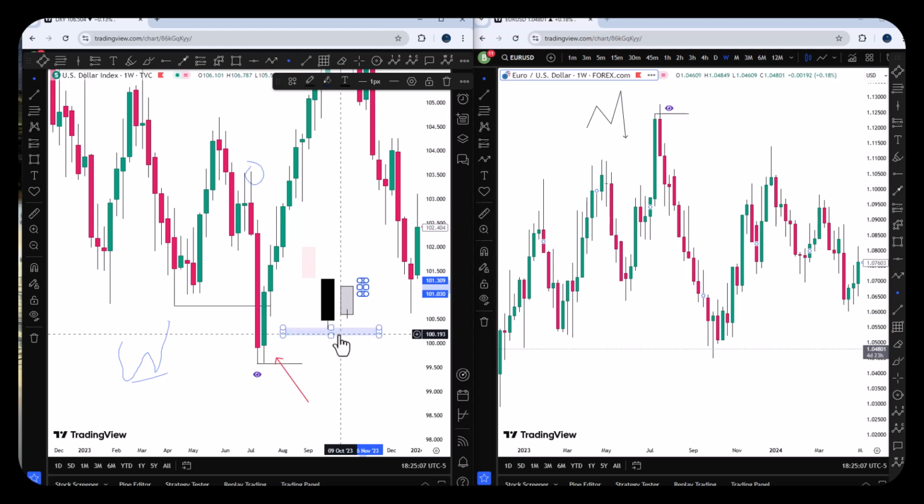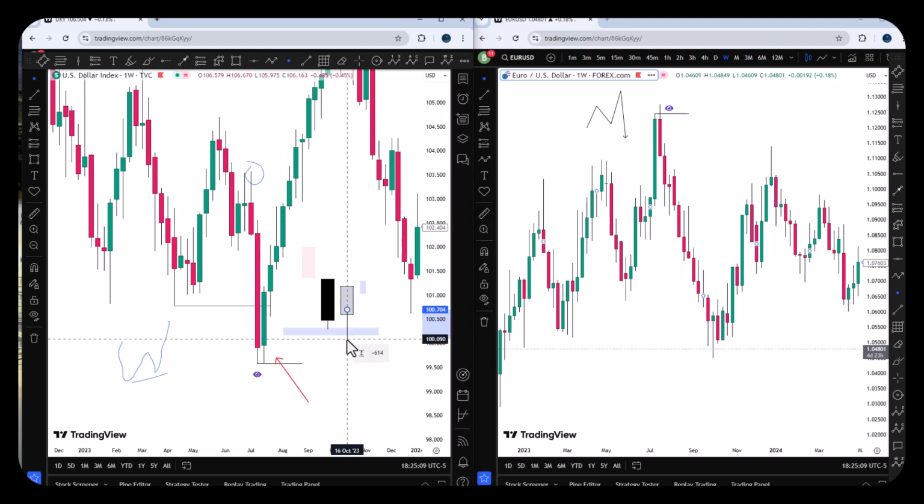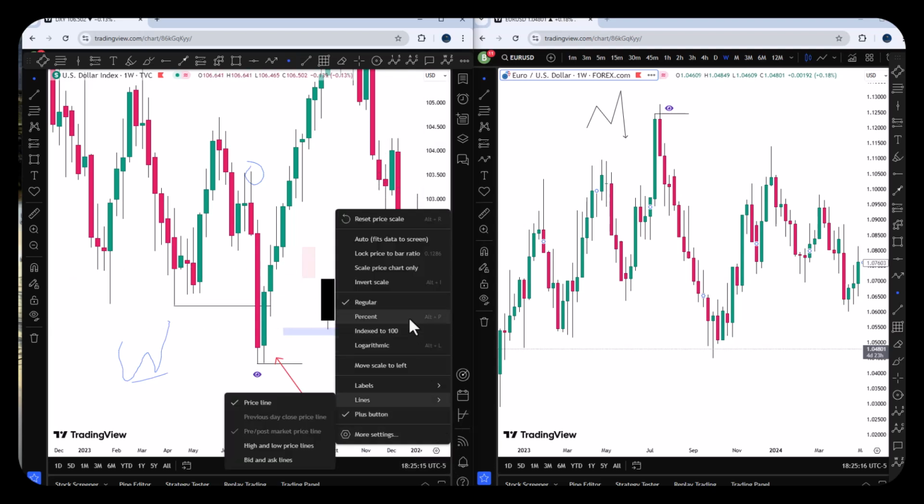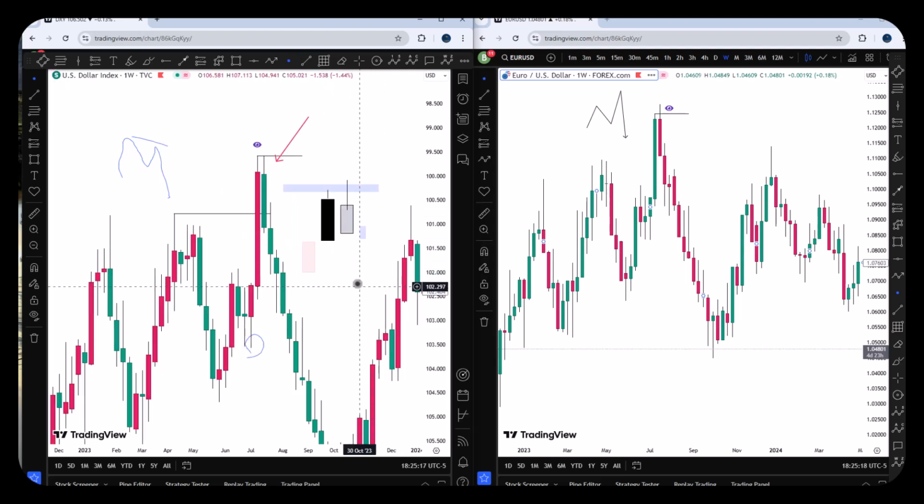Expect to sell. If this is dollar index, so you are going to see something like this. It will be inverted like this. On Euro USD, you see something like this, and price did not grab this liquidity, so expect to sell.